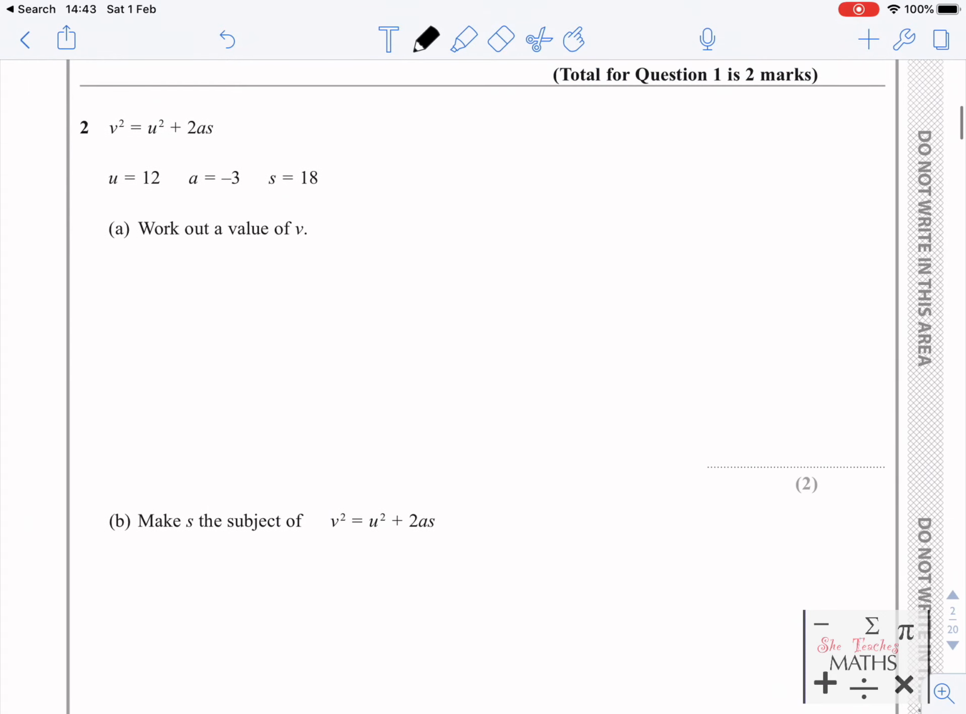For the next question, all we're asked to do is to just substitute in values to get the value of v. So we know that v squared equals u squared, where u is 12, so it's 12 squared, plus 2 times a, where a is 3, times s, where s is 18. You then get v squared equals 144 plus, well, it would be minus, as we've got a minus number here. So it would be minus 6 multiplied by 18, which is 108. And then we'll have v squared equals 144 minus 108, 36. So v equals 6.